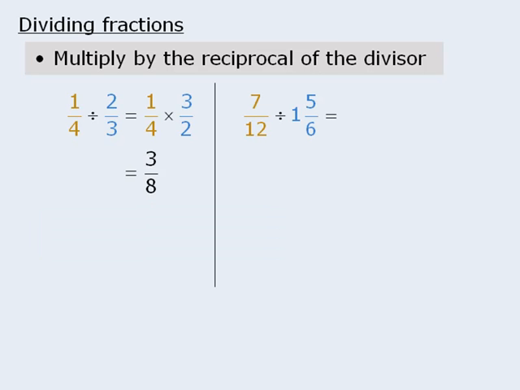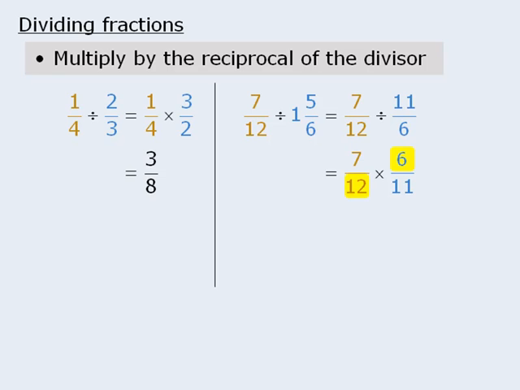Here the divisor is 1 and 5/6. To find the reciprocal of this, we must first rewrite it as the entire fraction 11/6. At this point, we'll take our divisor and find the reciprocal of it and multiply it by 7/12. Now before we multiply, we should first cross simplify.